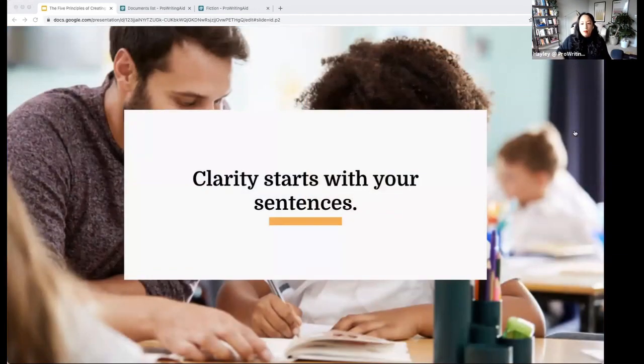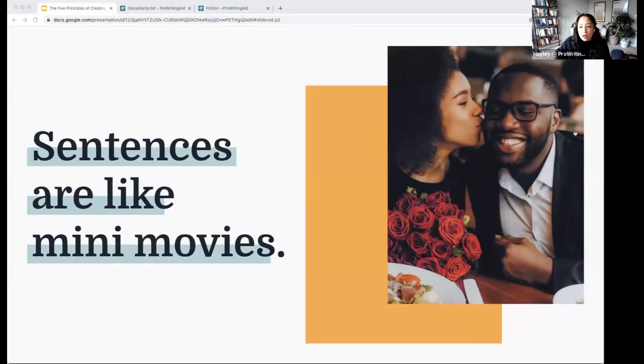When we think about clarity, we need to think about clarity as starting at the sentence level. So this presentation is going to be zooming way in to look at each sentence individually because clarity starts at the sentence level. That's because sentences are like mini movies. A sentence is almost a complete story in itself. You can think of each sentence as a mini movie that your reader is playing in their head. So if I say, for instance, Hayley puts on red lipstick, you guys can all picture me putting on this red lipstick that I was putting on right before that presentation, right?